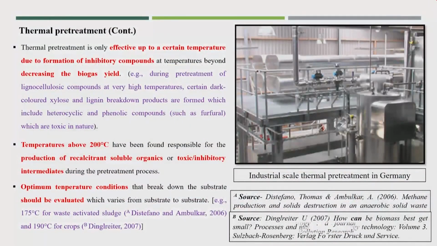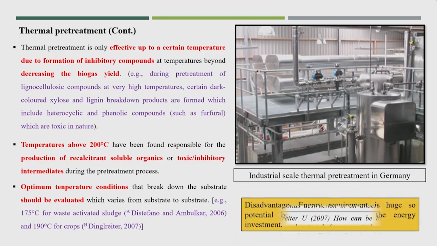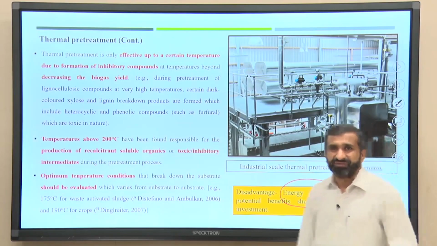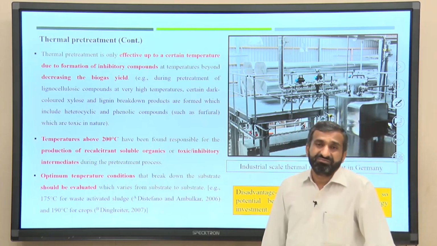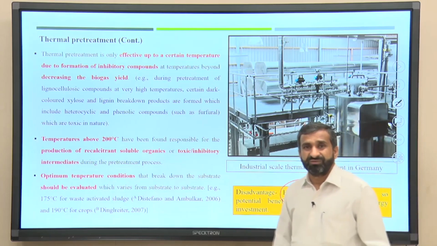So, the optimum condition that breaks down the substrate will be evaluated, which varies from substrate to substrate. Like 175 degree centigrade for waste activated sludge, and for crop 190 degree centigrade. So, what is the disadvantage of this thermal pretreatment process? The energy requirement is huge. So, the potential benefit should surpass the energy investment. This is one of the disadvantages, because to get the temperature up to 150 degree centigrade, you will require a good amount of energy.